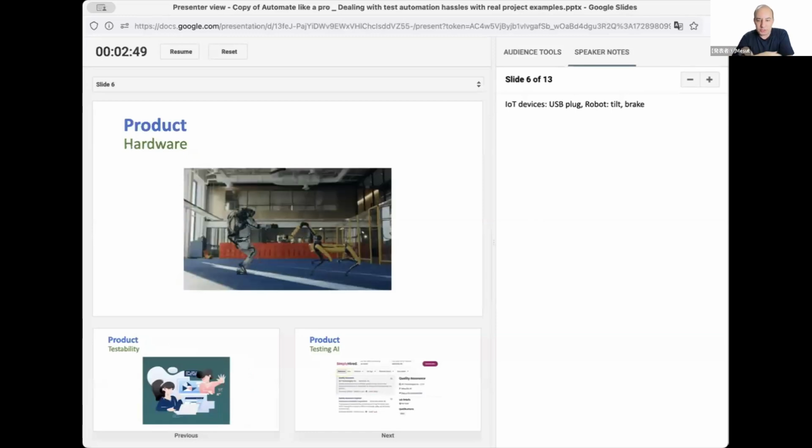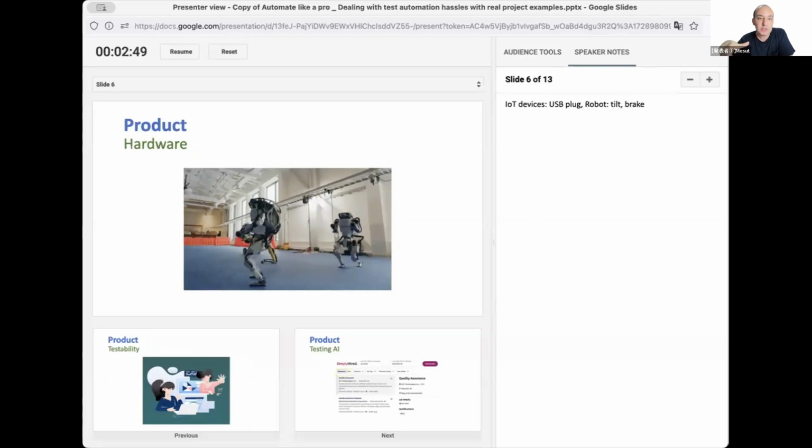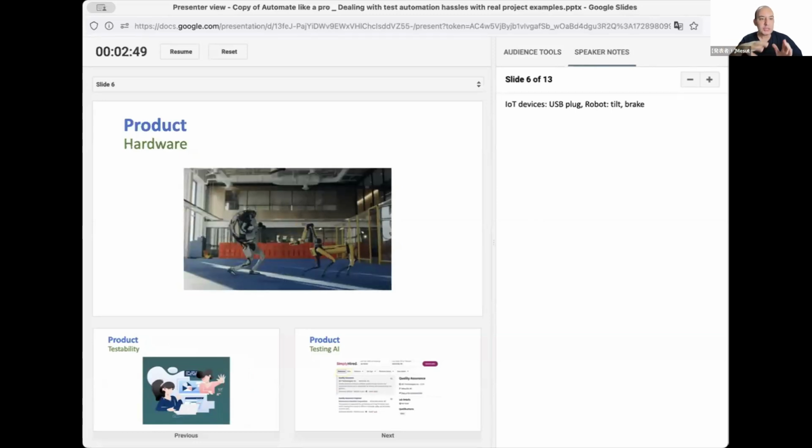So another challenge, another difficulty. If we are testing hardware, not only software, but also hardware, like robots. For example, I was working for a robotics company, and I was testing robots. They were moving around, AMRs, autonomous mobile robots. So how can I automate test cases? Automating hardware is very difficult.